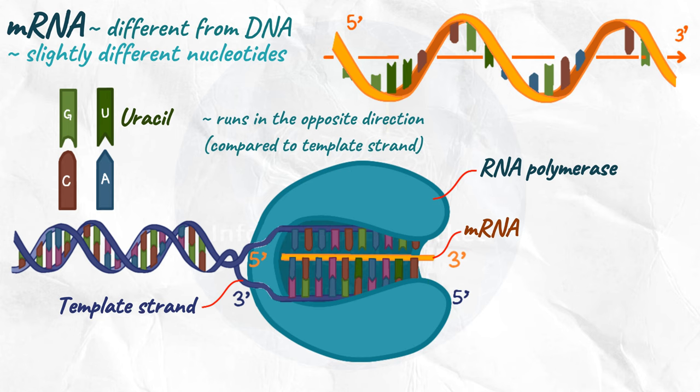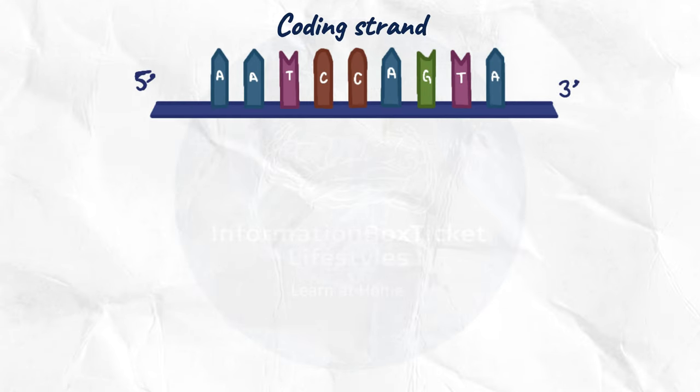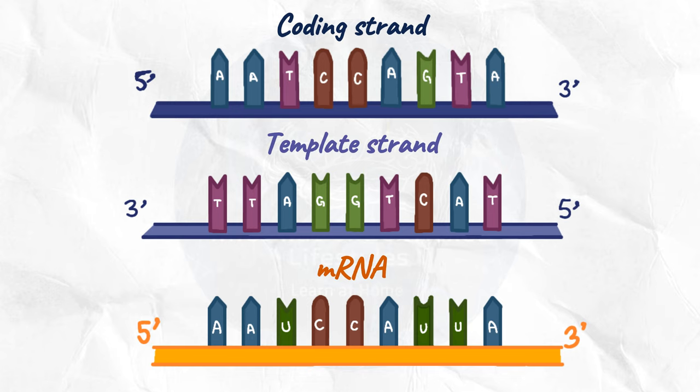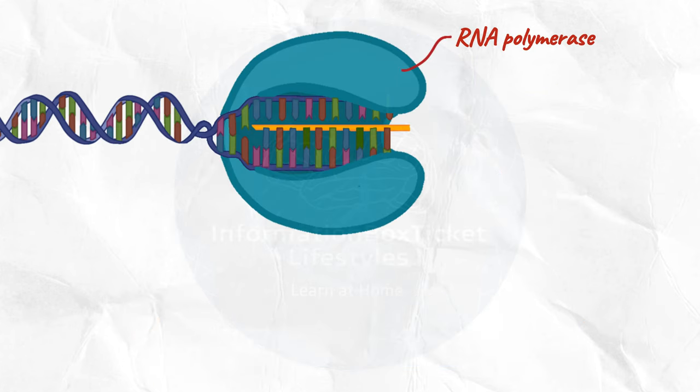RNA polymerase assembles mRNA by linking complementary nucleotides. For example, if we make a protein based on our previous coding strand, the template strand appears like this. Then the mRNA will seem like this. For reference, the code strand will look like this. A startling resemblance. As RNA polymerase moves down the DNA, hydrogen bonds between previously transcribed nucleotides rejoin, zipping the DNA back together.